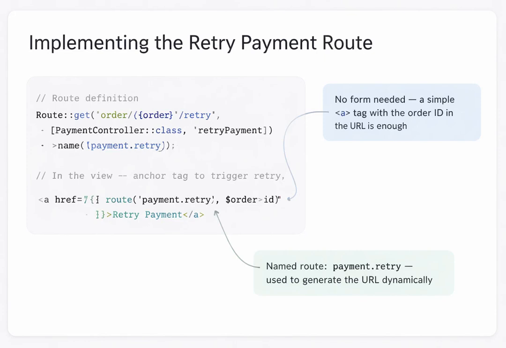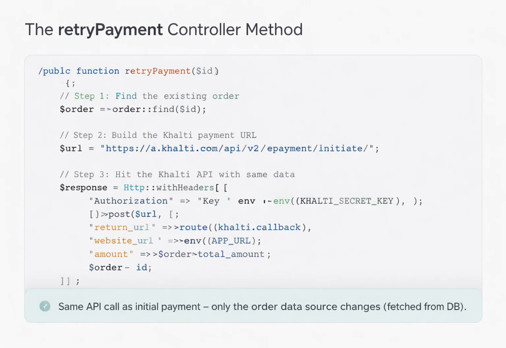So how do we actually implement this? The instructor shows that you don't even need a form for this. A simple anchor tag, an HTML A tag, is enough. You define a named route, something like payment.retry, and pass the order ID in the URL. The route is defined as a get route, order/{order ID}/retry. The named route is payment.retry. Then in the view, you just create an anchor tag that points to this route with the order's ID. When the user clicks that link, they're taken to the retry payment controller method, carrying the order ID with them. Clean and simple.